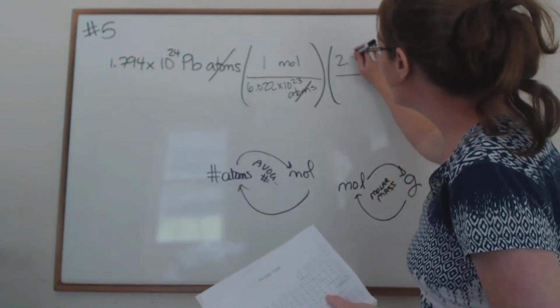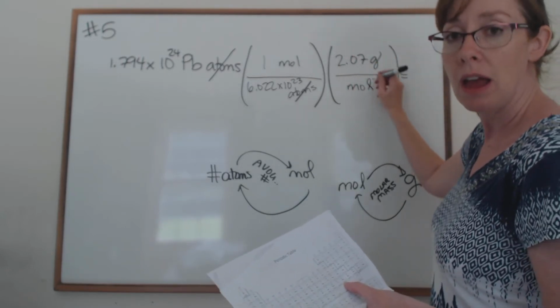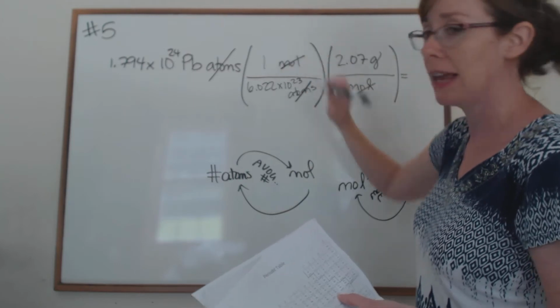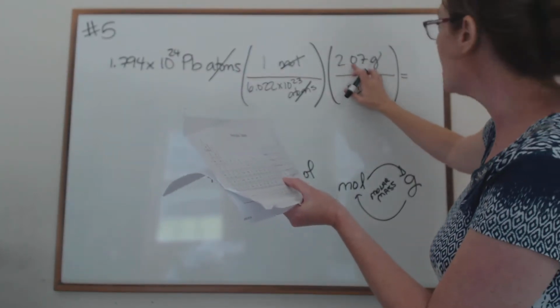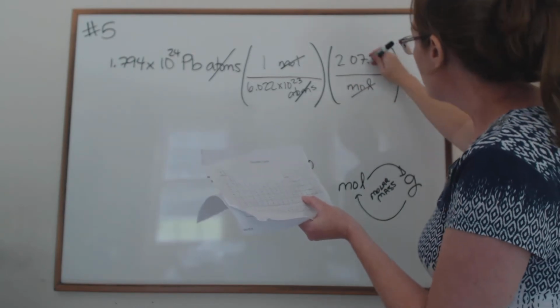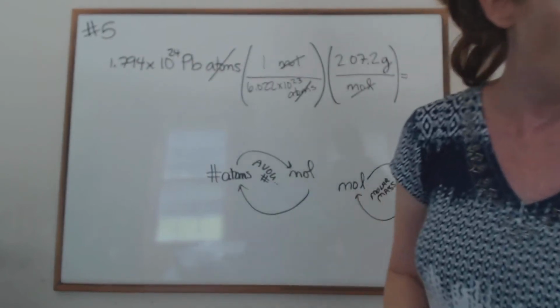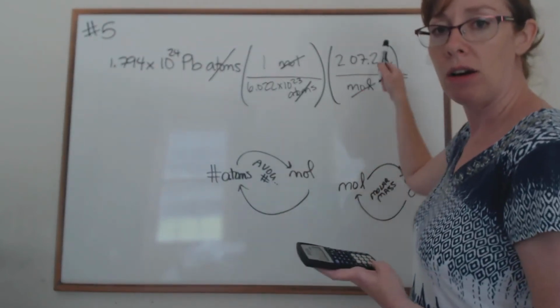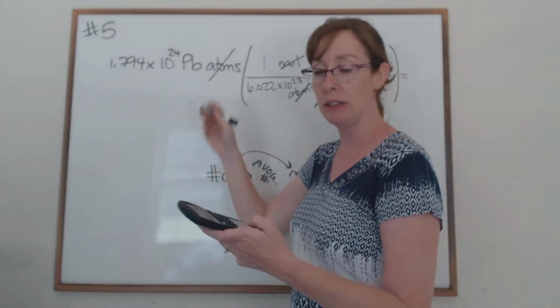I'm going to write it in this orientation because I want the grams on top and mole on the bottom, because mole needs to cancel. Oops, I wrote that wrong. 207.2 grams. That's the right number. And then you just have it all set up. Gram is the surviving unit, which is what you want. And you just plug it into your calculator.